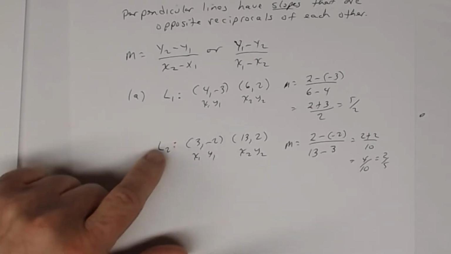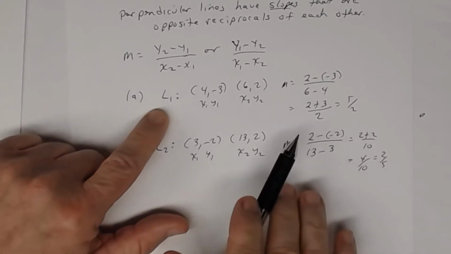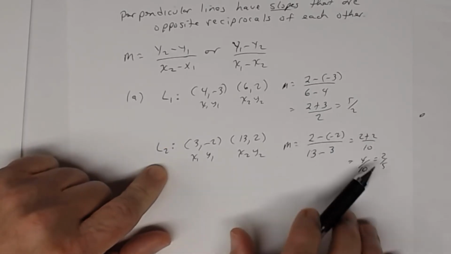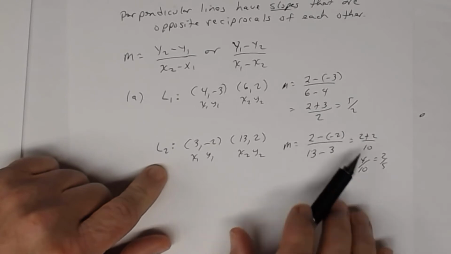Now let's compare the slopes of these two lines. The slope of the first line is 5 halves. The slope of the second line is 2 fifths. They're reciprocals, but are they opposite reciprocals?